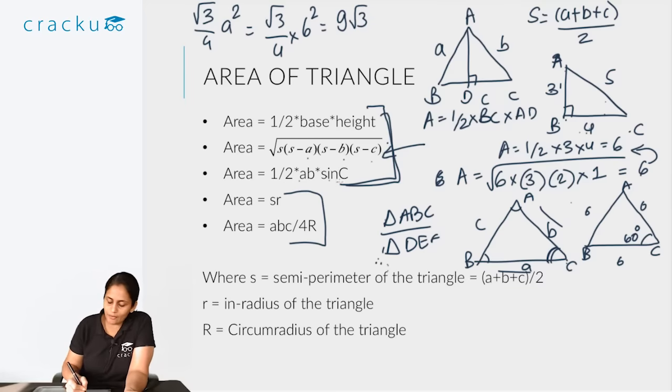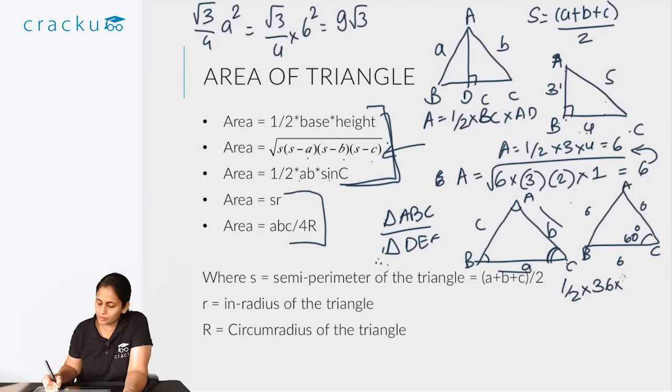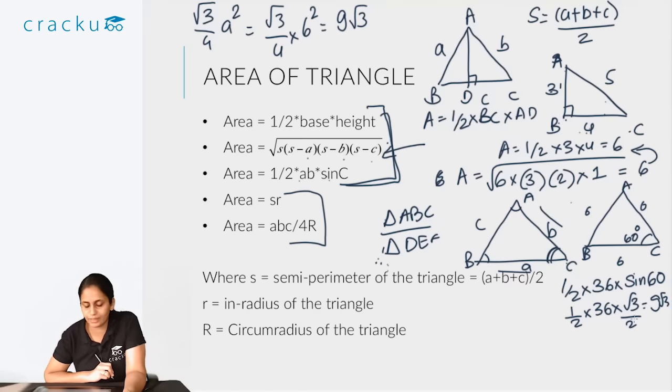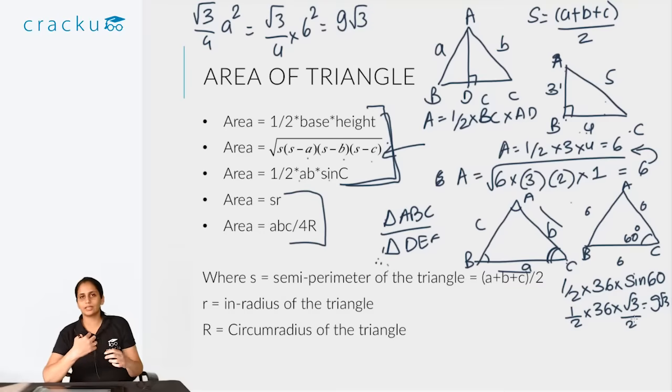Now, if I use half into AB into sine C, what do I get? Half into AB is 36 into sine C, that is sine 60. So that I get half into 36 into root 3 by 2. So I get essentially 9 root 3. So my formula is obviously right. So this is how I generally keep a check on whether or not I have remembered the formula correctly. So the area of a triangle is half AB sine C.